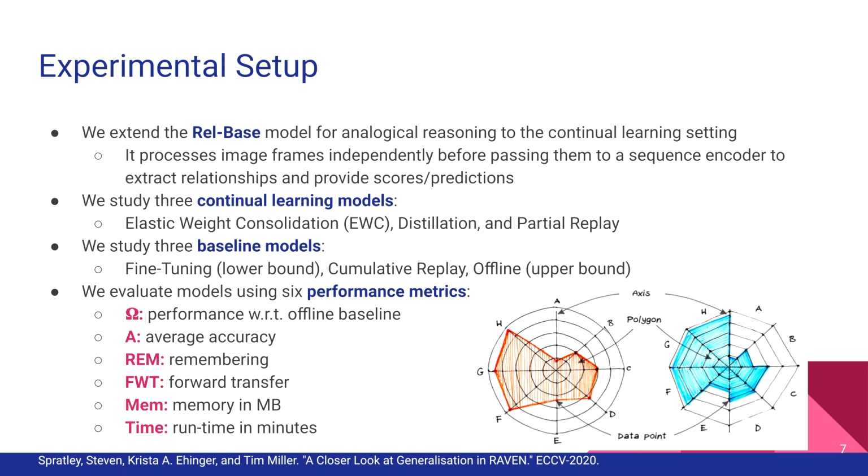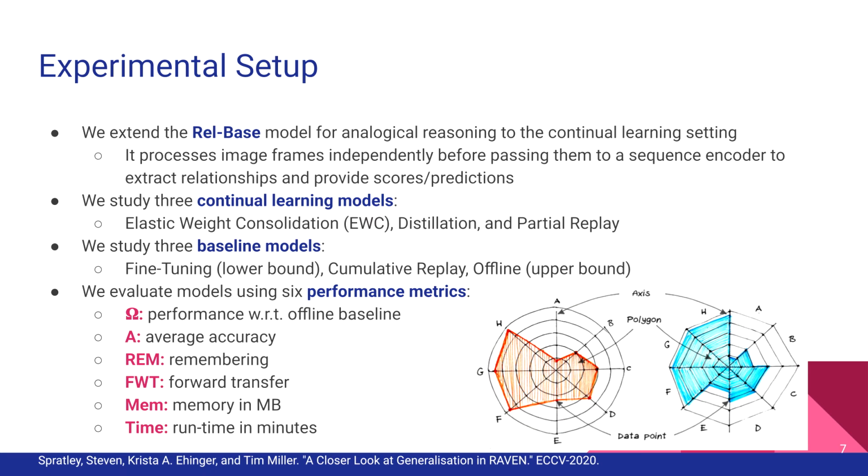Our experimental setup is as follows. First, we extend the relational base architecture from ECCV-2020 that was designed specifically for analogical reasoning. RelBase operates by processing each of the image frames independently using an encoding network, and then it applies a relation network on top to produce scores or predictions about which of the choice panels is most likely the answer. We extend RelBase to include 3 different types of continual learning models. Specifically, we study 2 regularization models, the elastic weight consolidation and distillation models, which both regularize parameters such that they do not change too much. This helps prevent forgetting. We also study a partial replay model which stores data in a memory buffer and then selects a subset of examples to replay at each time step.